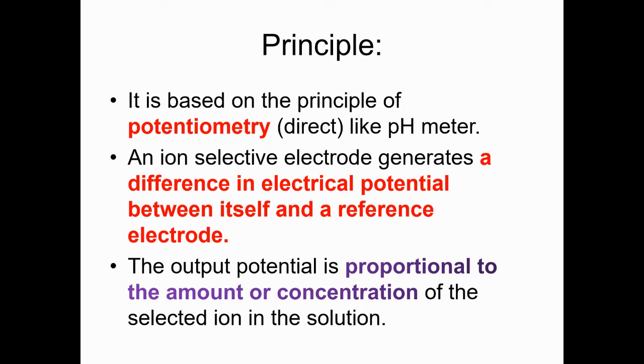If you want to measure chloride ions, you will have a separate electrode. And if you want to measure potassium ions, that will be a separate one. Okay, separate electrodes will be there.